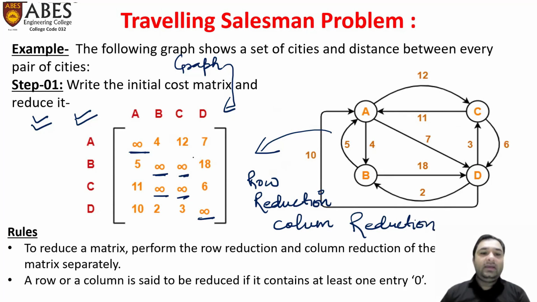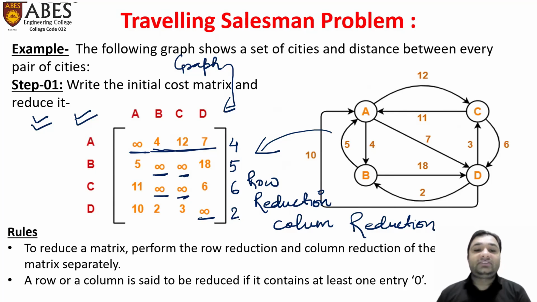We will see the minimum in this row is 4. We will subtract 4 from each of them. It will be 0, 8, and 3. Then the minimum is 5. Then the minimum is 6. Then the minimum is 2. Then we get a reduced matrix after a row reduction. It helps us to ensure that every row is carrying a minimum value of 0.